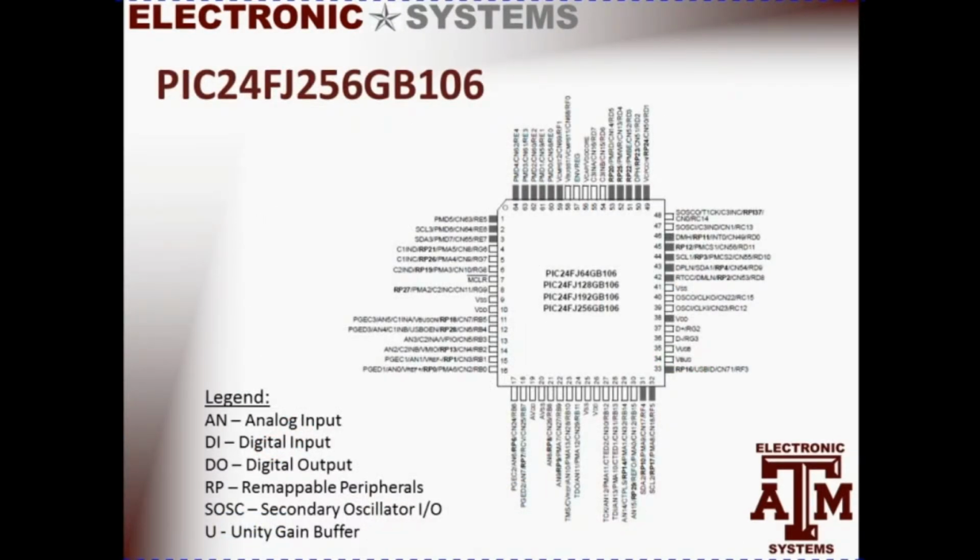This slide focuses on the PIC24 microcontroller. This is a 64-pin device that provides intelligence to the NESI board. The diagram shows the various functions for each pin, and for the remaining slides we'll use the following designations as denoted in the legend. AN will be analog input, DI will be digital input, DO will be digital output, RP will be a remappable pin, which allows you to connect external pins to peripherals inside the microcontroller, such as pulse width modulation, UART, or SPI. SOSC will be the secondary oscillator, and U will be the unity gain buffer.